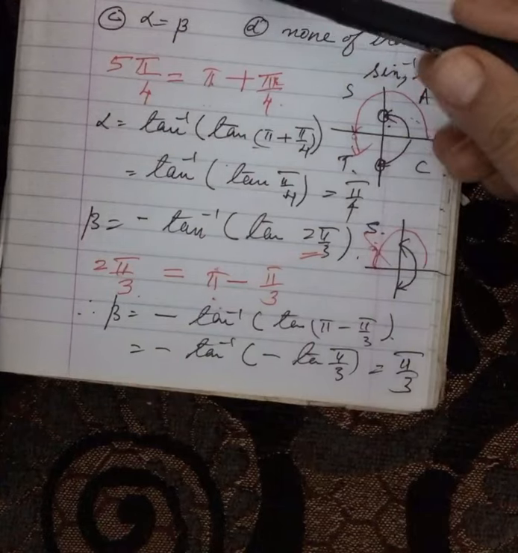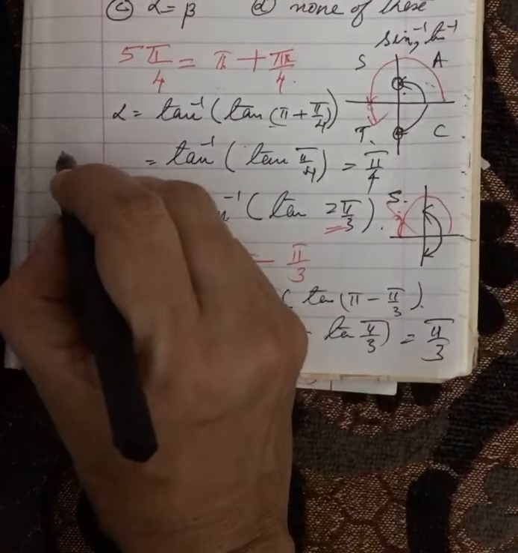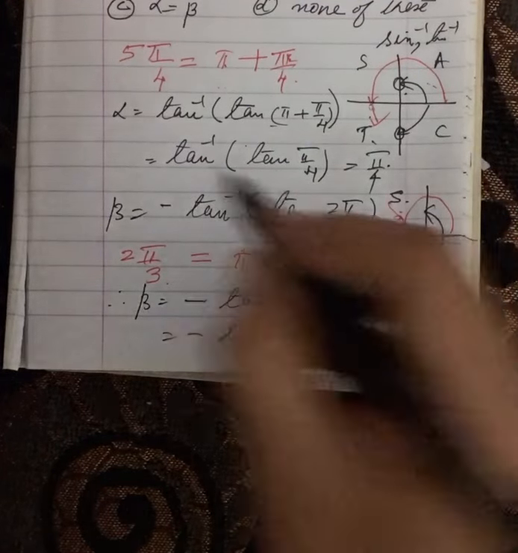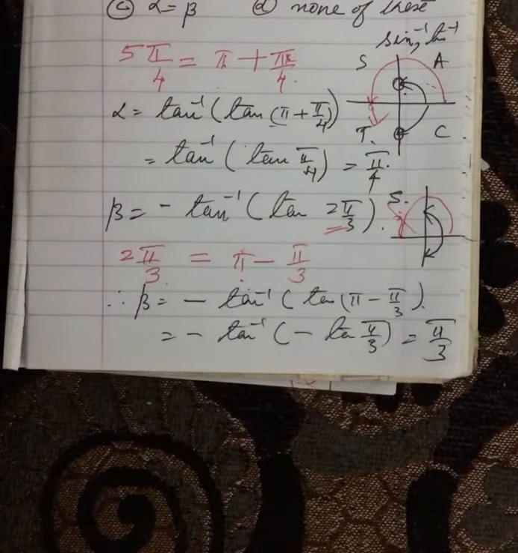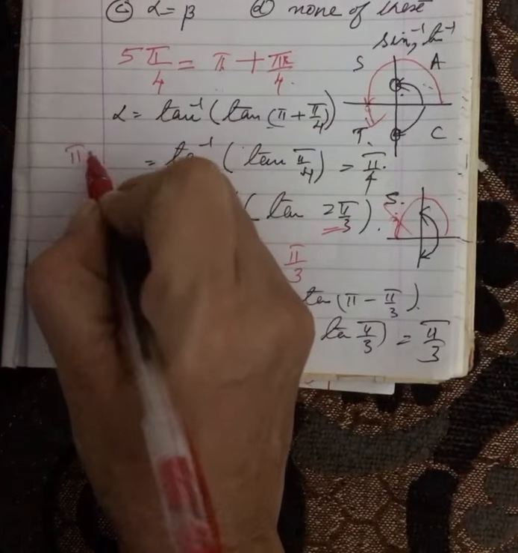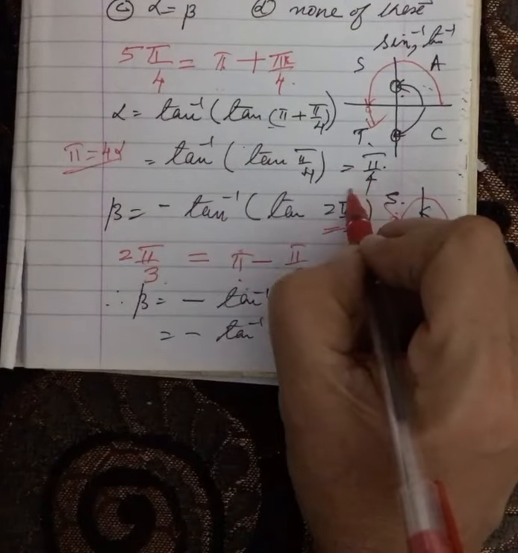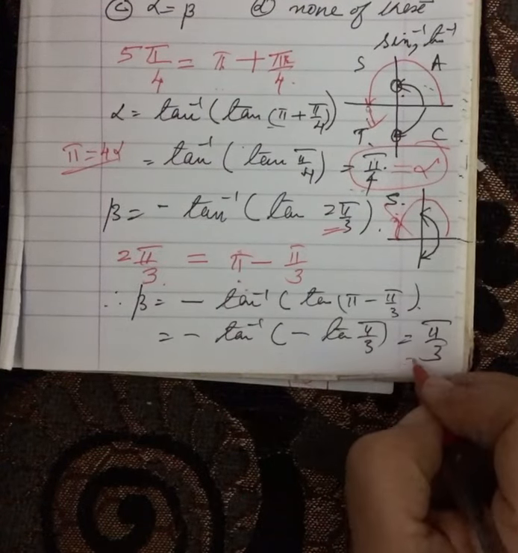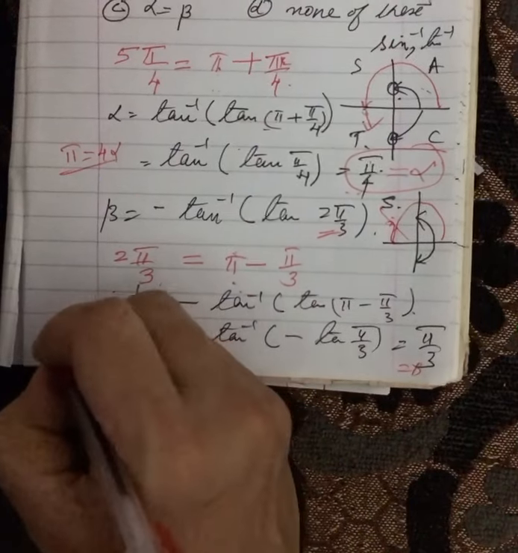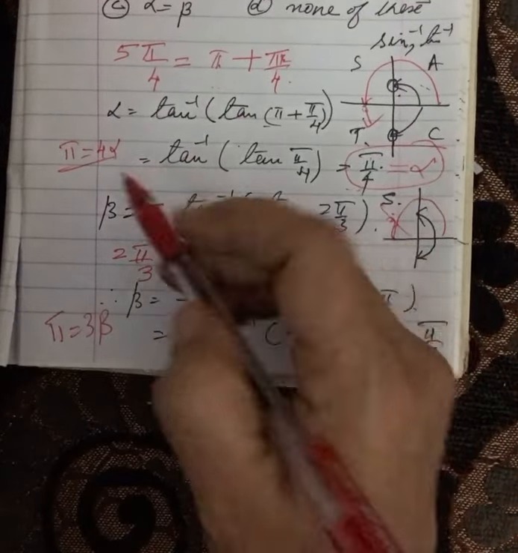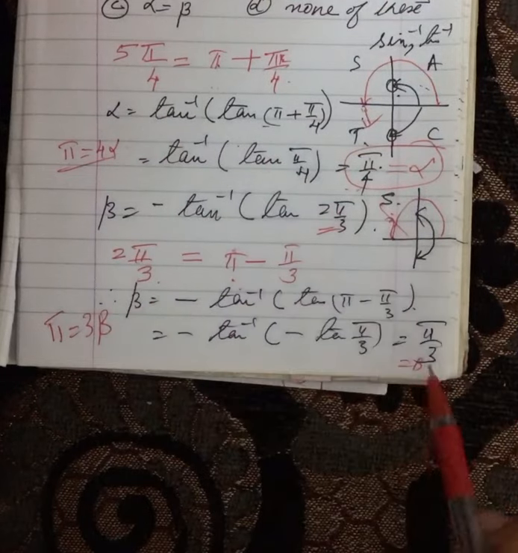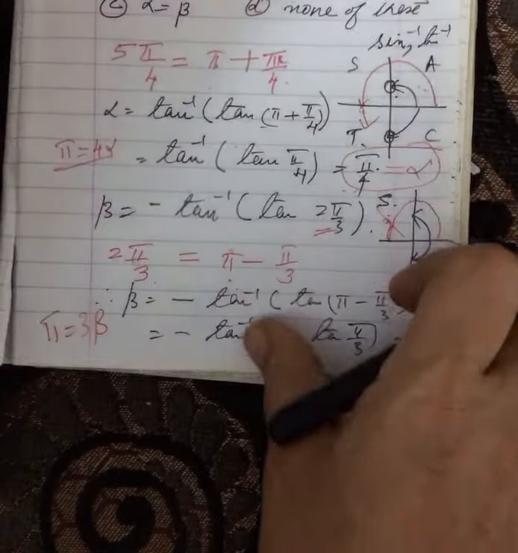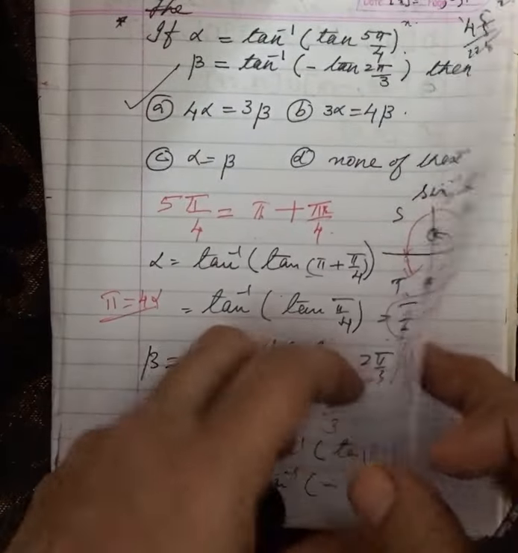Now from here you will get the values. So what we get is alpha is pi by 4 and beta is pi by 3. So from here you can write pi equal to 4 alpha. This is equal to alpha, that means pi equal to 4 alpha, and this is equal to beta, that means here you will get pi equal to 3 beta. So pi equal to 4 alpha, pi equal to 3 beta, that means 4 alpha equal to 3 beta. This is the answer. It is answer: 4 alpha equal to 3 beta.